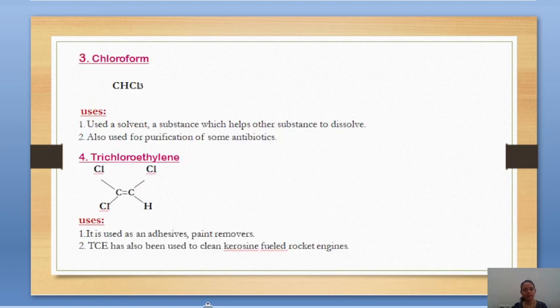Then the next is chloroform. The uses of chloroform are like, it is used as a solvent, a substance which helps other substances to dissolve, and it is also used for purification of some antibiotics. Chloroform is a very basic solvent that we use in our laboratory day to day. The structure is also given and its important uses are also listed here.